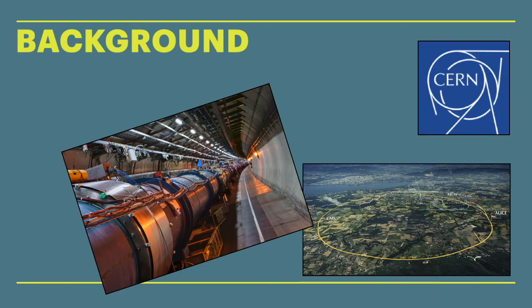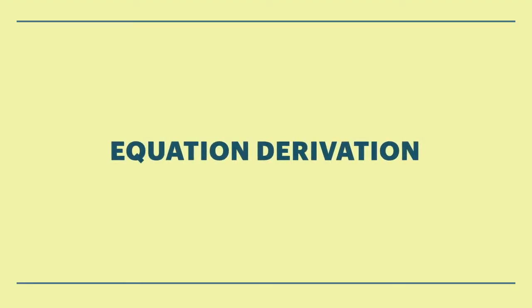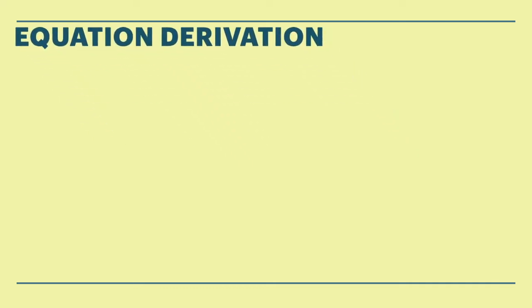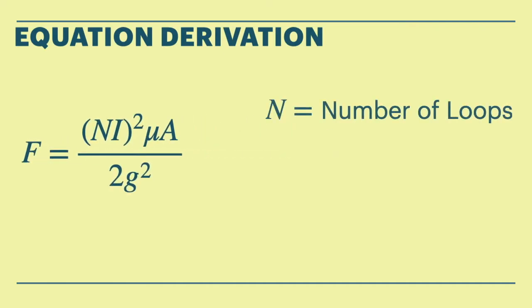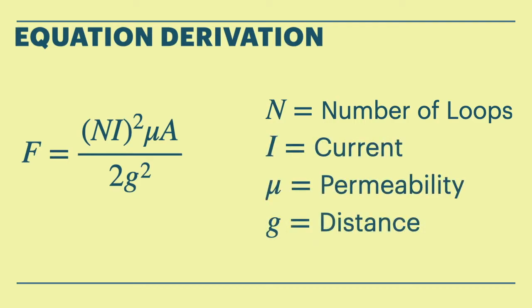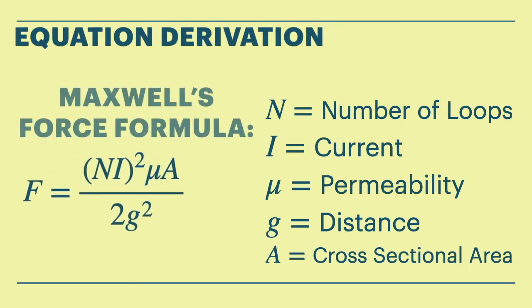However, to use these tools effectively, we need to be able to predict their behavior and plan ahead using mathematical formulas. Throughout this project, we have worked to create an equation that measures the force of an electromagnet. The equation we utilize for this project is F equals N I squared times mu times A, all divided by 2G squared. In this equation, N is the number of loops, I is the current, mu is the permeability of the metal, and G is the distance between the magnet and the metal. A is also the cross-sectional area of the core. This equation is known as Maxwell's force formula, just one of Maxwell's equations.